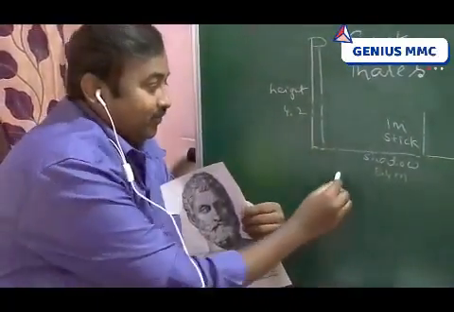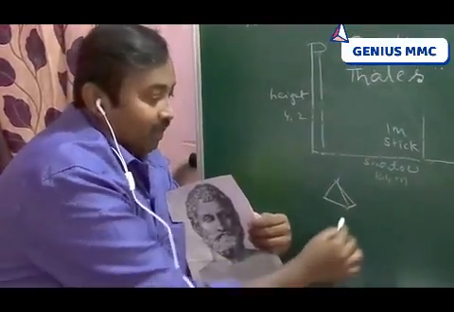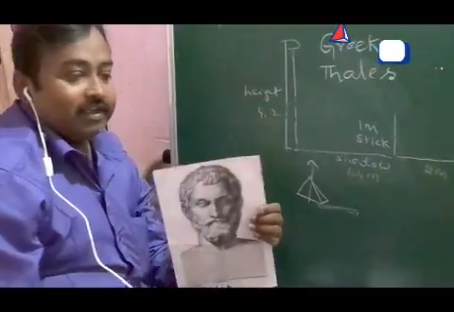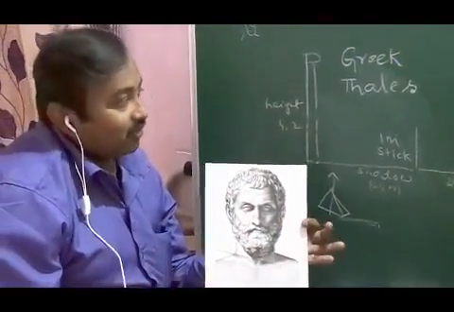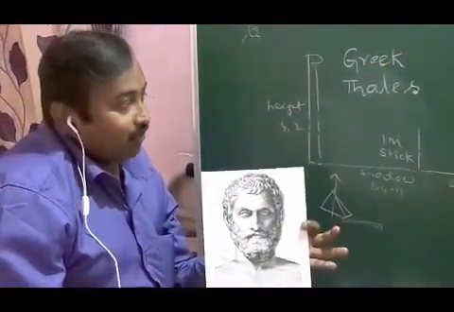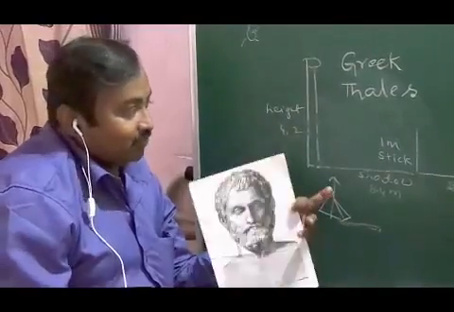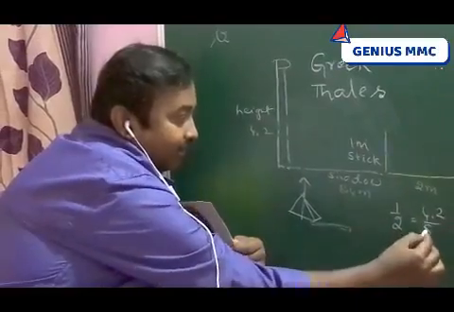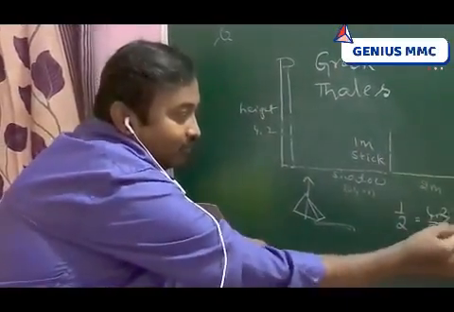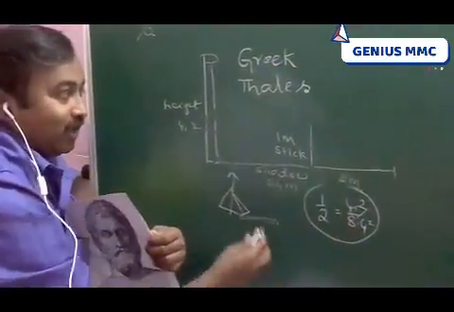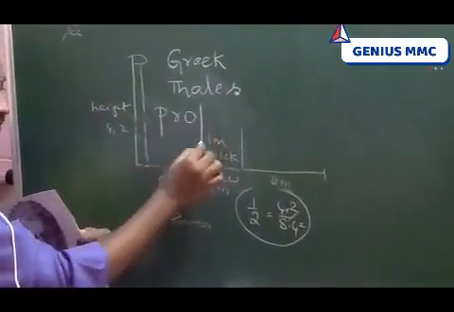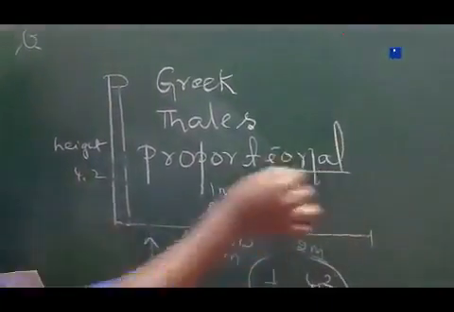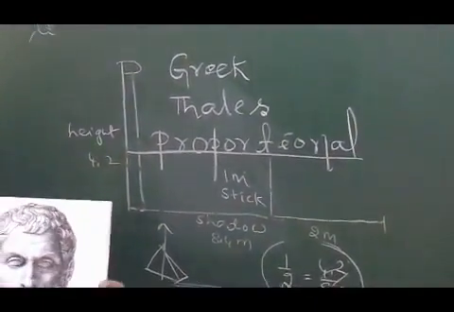You know pyramids. He was measuring how much height it has by looking at the shadow. So this was the important theorem, and today we are going to discuss it. You can observe 1/2 is equal to 4.2 by 8.4. If two ratios are equal, it is called proportional. It's called what? Proportional.